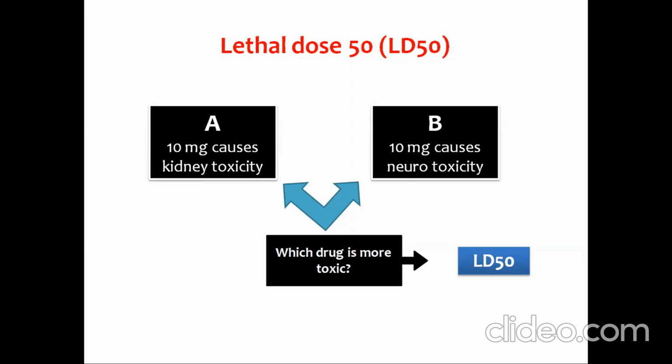So suppose there is one substance, A, and another, B. 10 milligram of substance A causes kidney toxicity and 10 milligram of substance B causes neurotoxicity. Which is more toxic? We can't say. So for that purpose we have to do the LD50 calculations for both A and B, and if A has a lower calculated concentration to kill 50% of the population, then obviously we can say that A is the more lethal one.